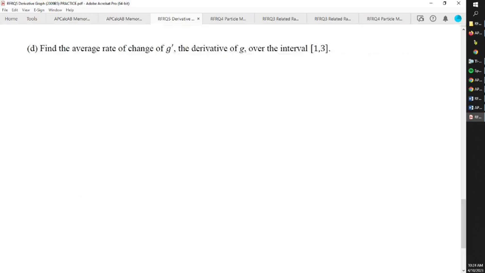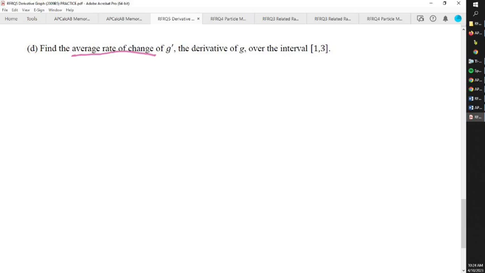All right, pay attention to detail, Stews. Check this one out. It says, find the average rate of change of g prime, the derivative of g, over this interval. Hold on. Guys, where's the vocabulary term here? Do you guys see it? Average rate of change. Guys, what is that?